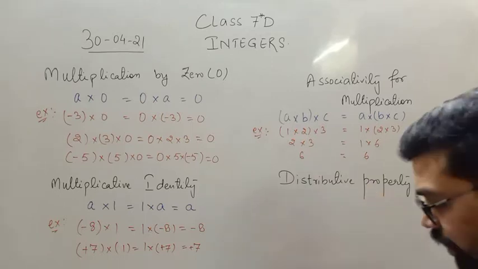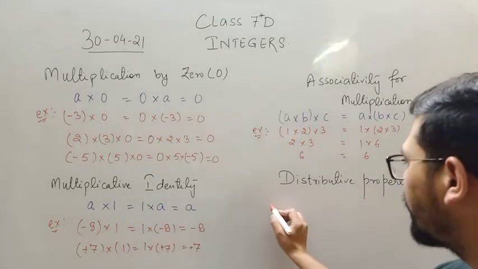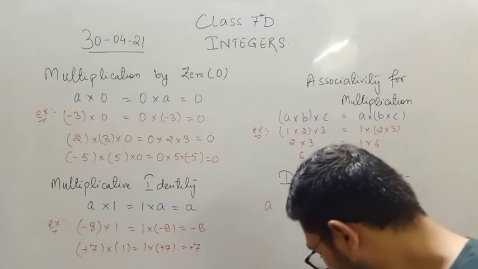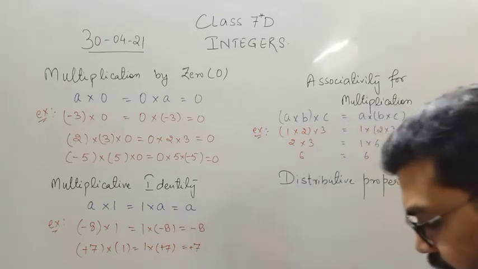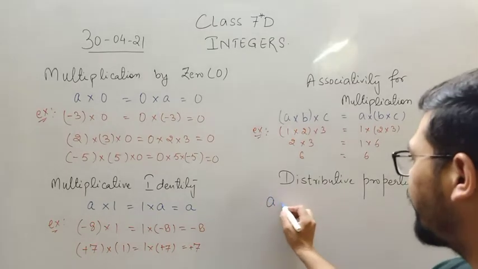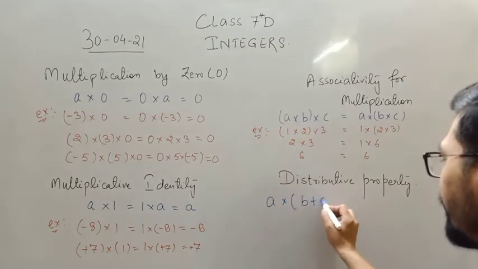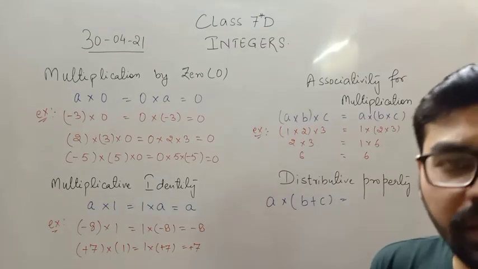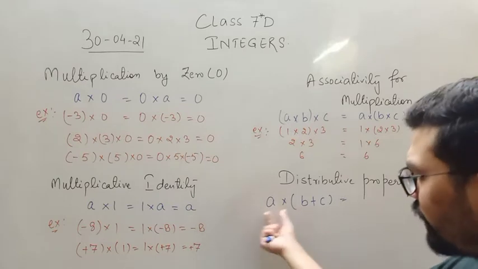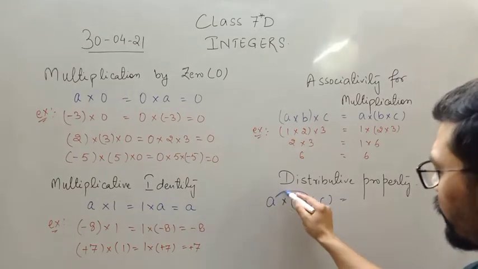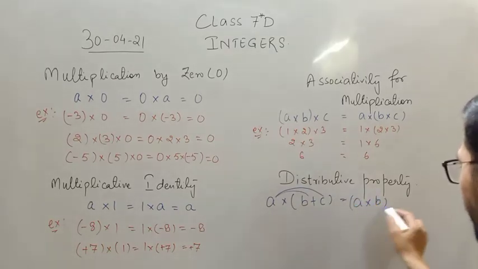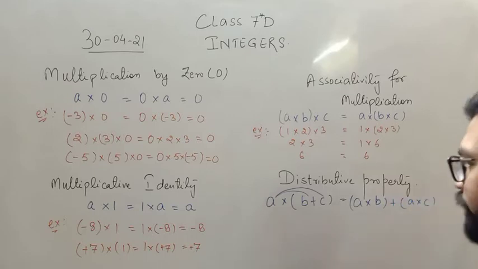Now distributive property. What distributive property says is, let's say I have A multiply with B plus C. So distribution. So there is a distribution of A with B and C. Distribution means, in simple words, बांटना, right? You are distributing A with B and C like this. So how I can write this? A into B plus A into C.